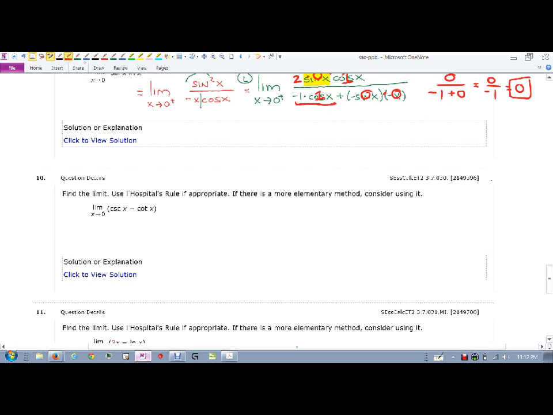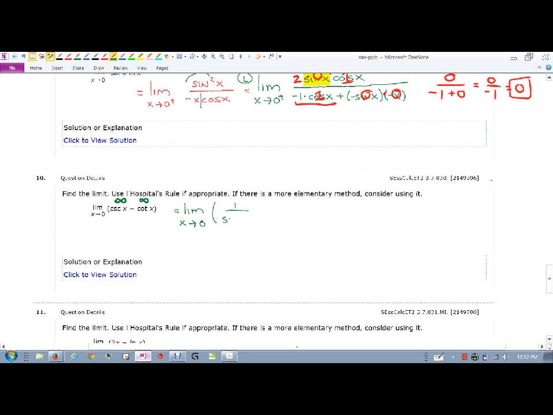As x goes to 0, cosecant of 0 is becoming infinite, minus cotangent of 0 is becoming infinite also. Now another way to see that is, let's just rewrite this limit as x approaches 0.